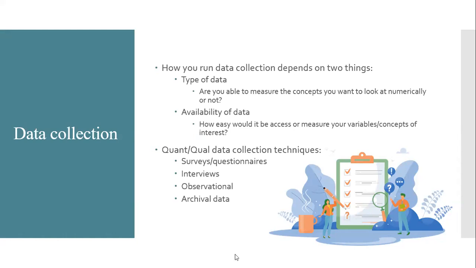Okay, let's talk about qualitative data collection. We mentioned all sorts of things with availability. You can't collect data on something you can't access. And so you have all sorts of types of data.